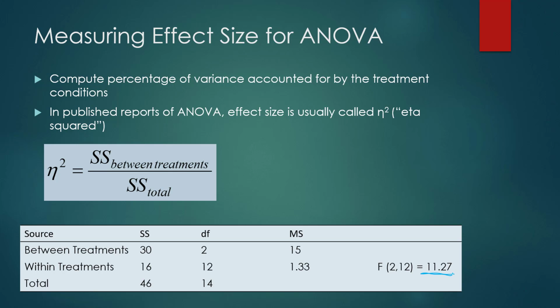So now to measure effect size. You can compute the percentage of variance that's accounted for by the treatment conditions. And for ANOVAs, we typically use what's called eta squared. Or sometimes they do what's called partial eta squared, where you have a little p. It's a slightly different formula. So we're going to learn how to calculate eta squared. For that, we just take our sum of squared deviations for between treatments, which was 30. We put that over the total, and that's going to give us a value of.